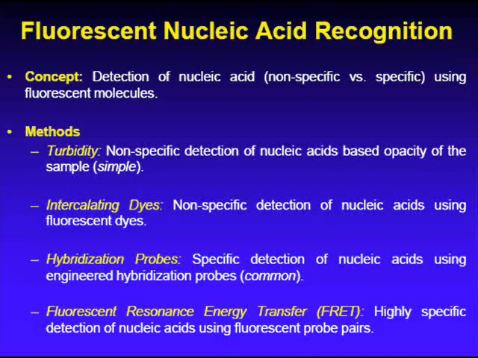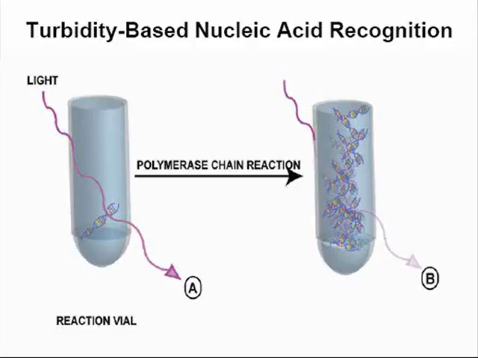First, we have here turbidity, which is very nonspecific. Intercalating dyes, a very simple to use method, is also nonspecific. Hybridization probes, which is now more common, more specific. And fluorescent resonance energy transfer, which is a derivative of hybridization probe testing. It uses probe pairs, and FRET, as it's called, allows for highly specific differentiation between strands of nucleic acids. I will now go into detail for each of these 4 methods.